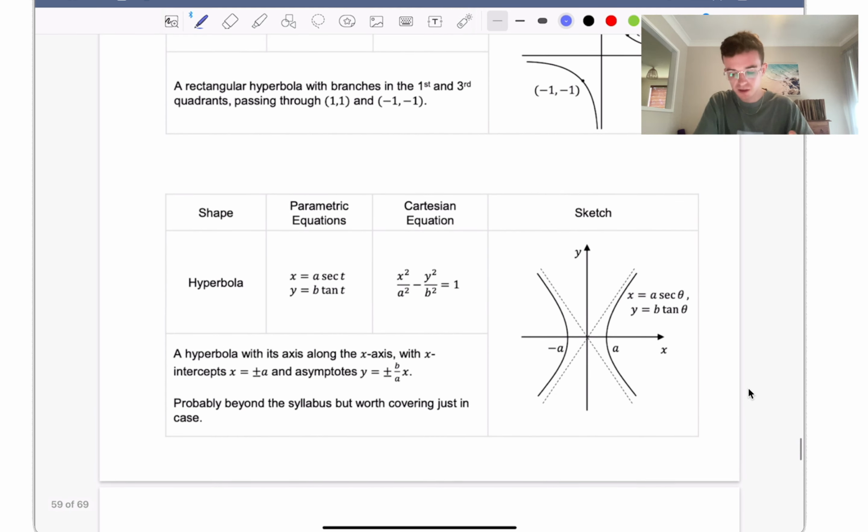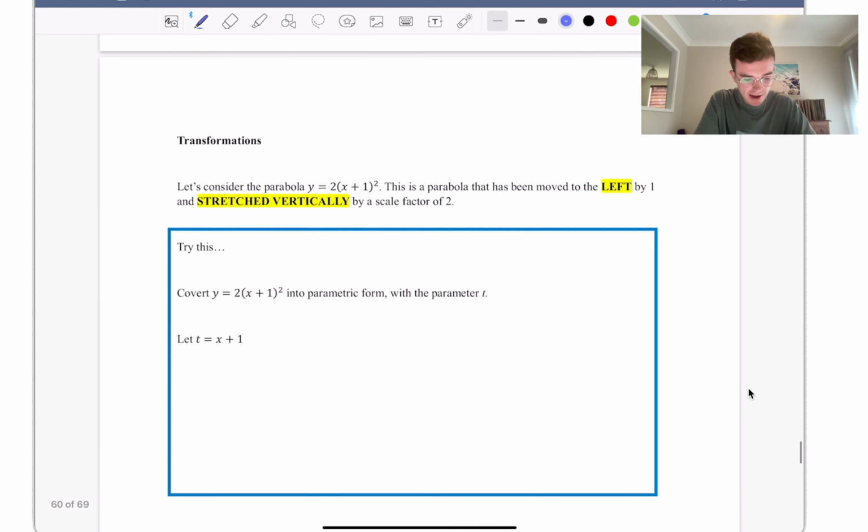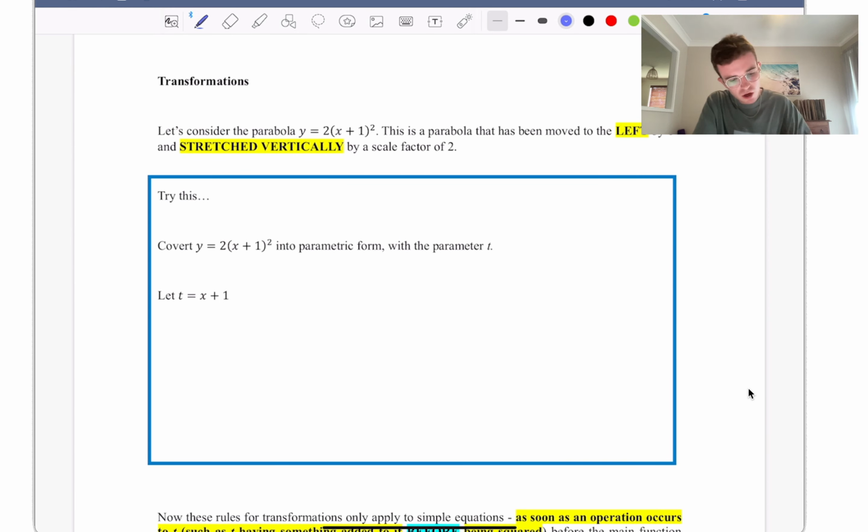But most hyperbolas look like this, and in the old Extension 2 syllabus in a topic called conics, you learn all about these. Sadly they got rid of those, I'm pretty sure because they're getting rid of applications of graphing because of computers, and you can just graph them on a computer. Anyway, let's have a go at some easy transformations.